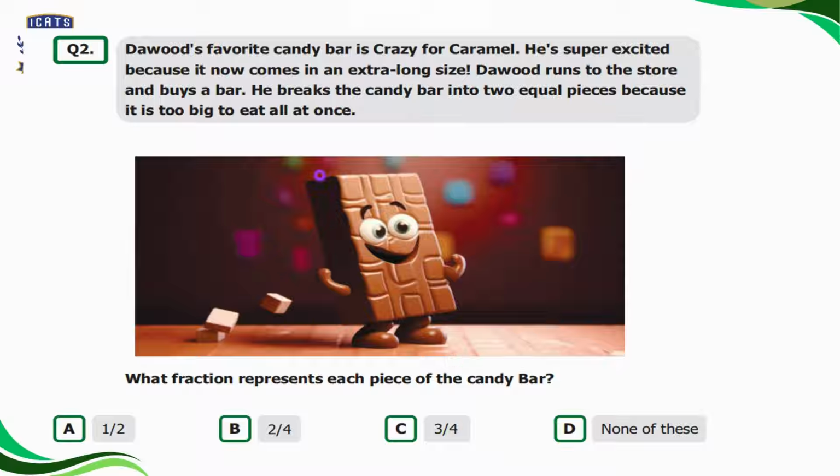So here the candy bar was a whole and he divided it into two parts. So each part's fraction will be 1 over 2, means one part out of 2. So we will select option A here.